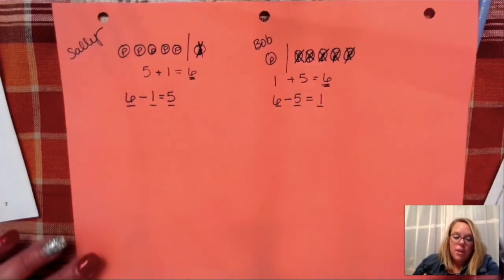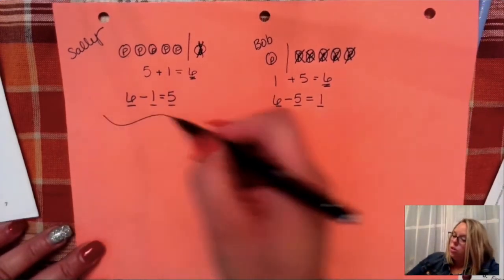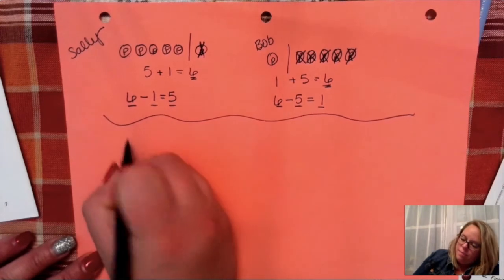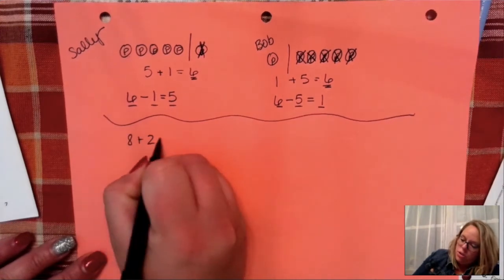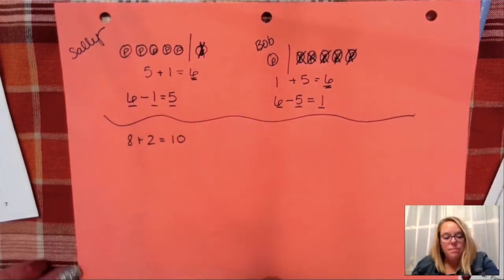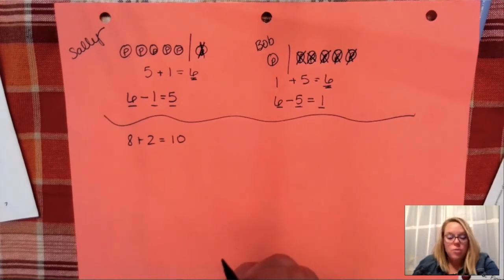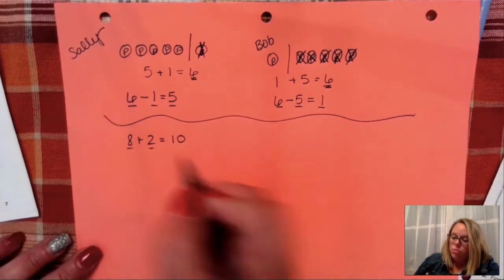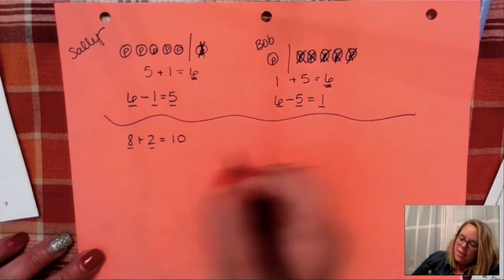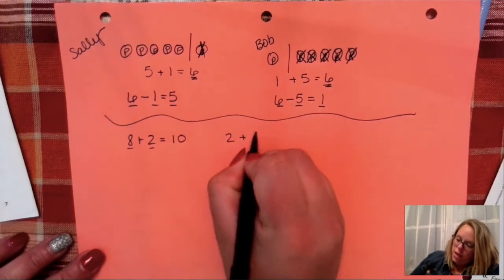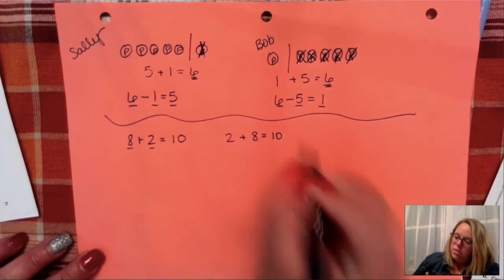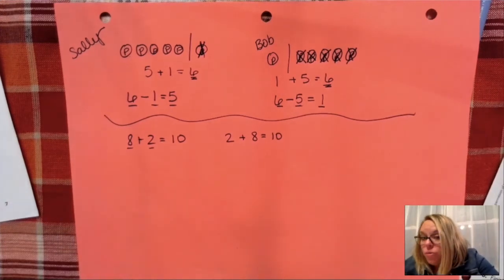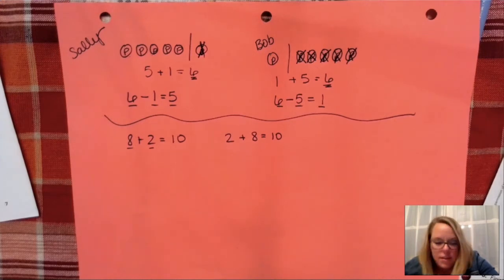So let's try the addition fact. 8 plus 2 equals 10. What's another fact we can make using those 3 numbers? Well, instead of saying 8 plus 2 equals 10, I can say 2 plus 8 equals 10. It wouldn't be true for me to say 2 plus 10 equals 8, would it? That wouldn't be a true number sentence.